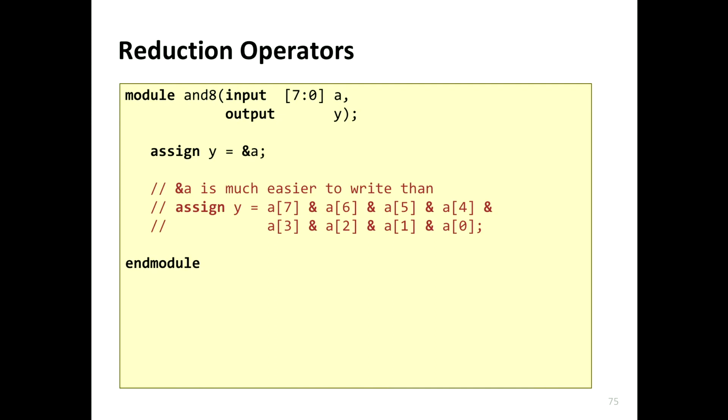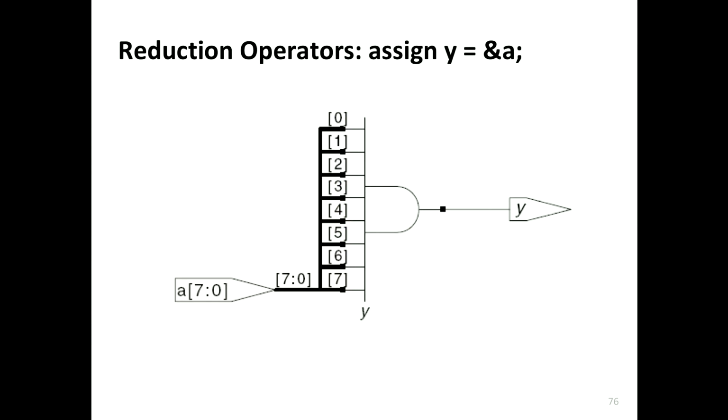It's called reduction operators. And what does it realize? It's pretty much this. You have A of 7 to 0 as a bus, and then you AND everything together to get an output. And you can simply say it in one sentence, Y equal to ampersand of A.